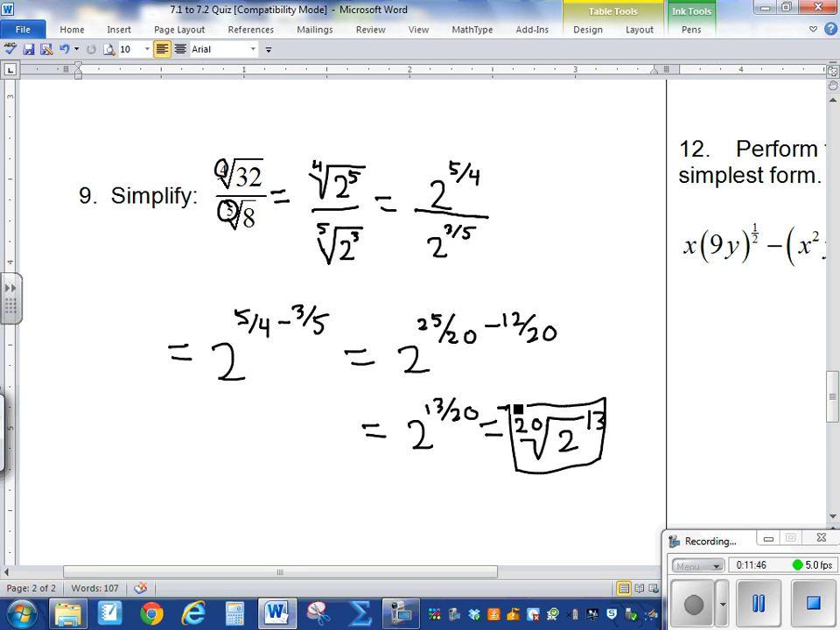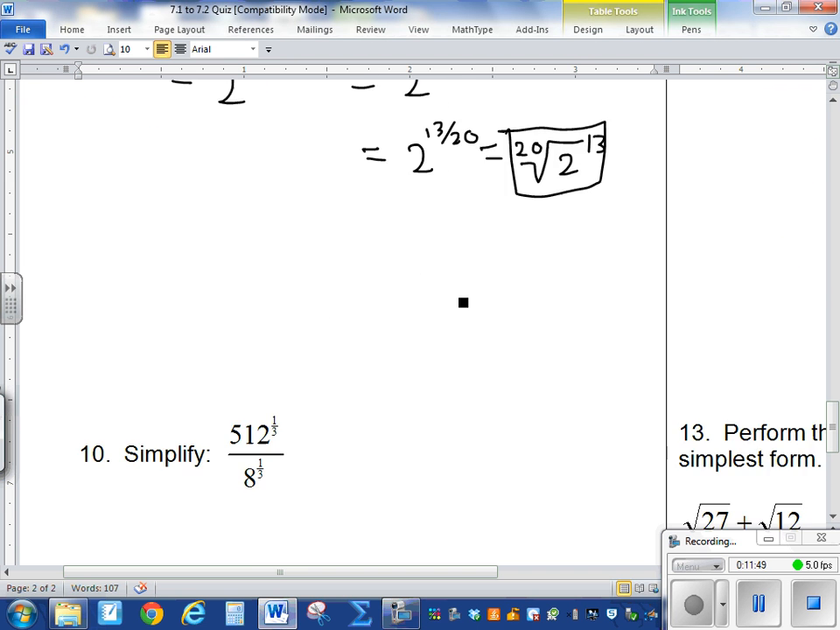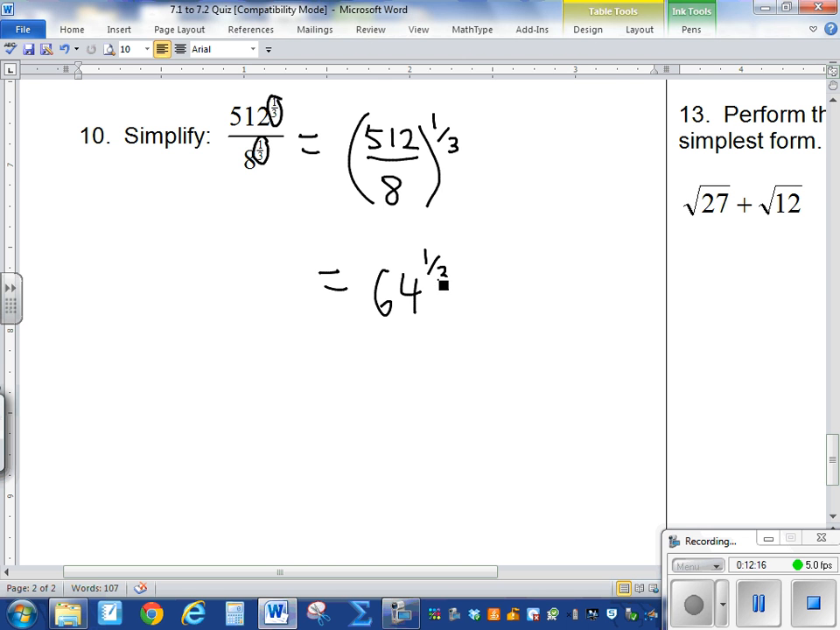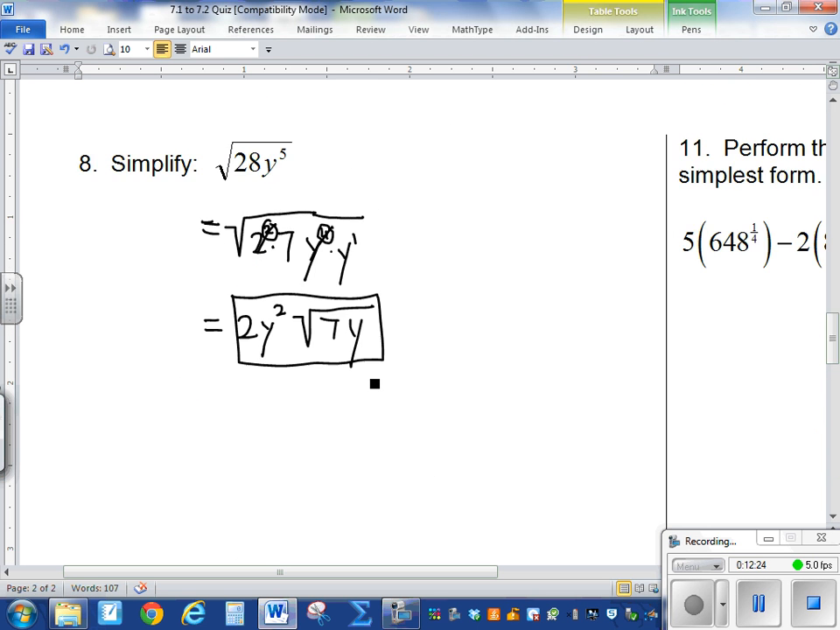All right, so next one. This one you actually have the same powers, so you're going to do the 512 over 8 all to the 1/3 power. Okay, so 512 divided by 8 is 64 to the 1/3 power. So you're just thinking what times what times what is 64, and that would be a 4. All right, almost done. 11.